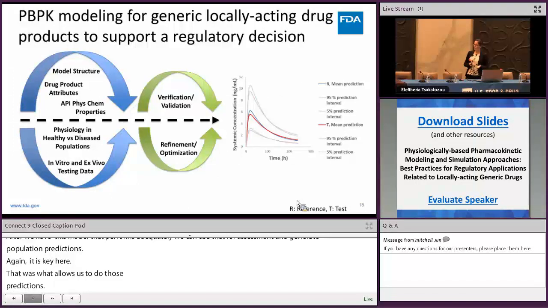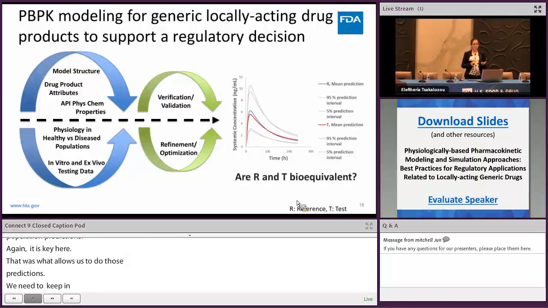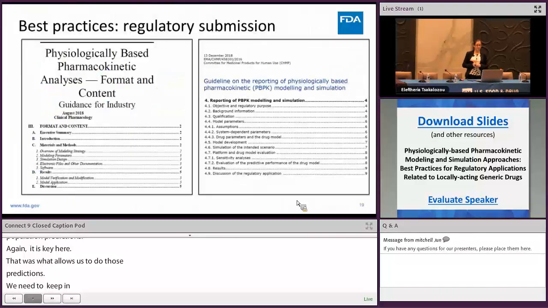So I'm sure that this figure makes more sense to you now. It outlines the workflow towards the development of a PBPK model, one for the reference and one for the test drug product. We get our predictions. These are the red and the blue line on the right. And these predictions allow us to answer the question: are the reference and the test product bioequivalent?